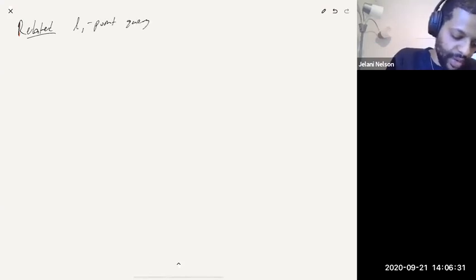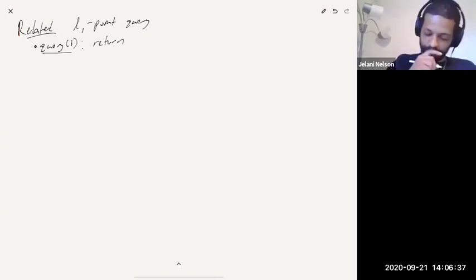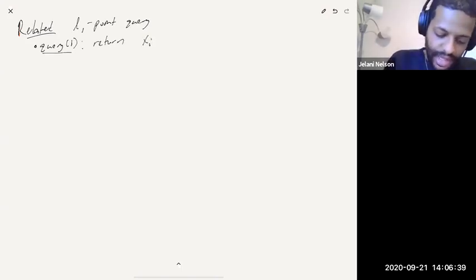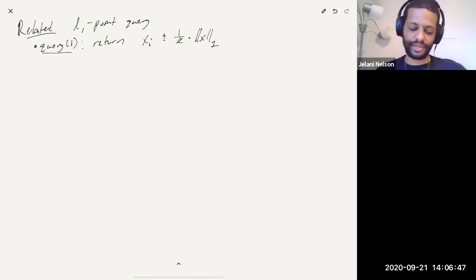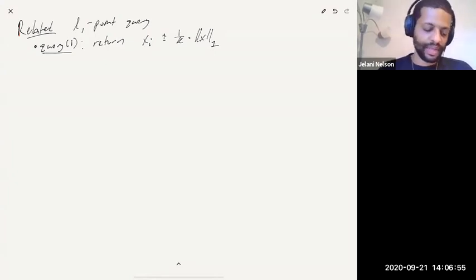So when someone says query i, you have to return xi plus or minus, you're allowed an error term of at most 1/k times the L1 norm. Okay. So you have to return a value in the interval from xi minus 1/k times the L1 norm to xi plus 1/k times the L1 norm. Okay. And why did I say they're related?